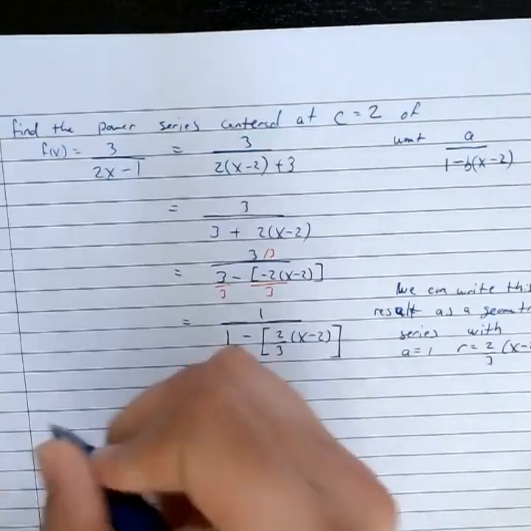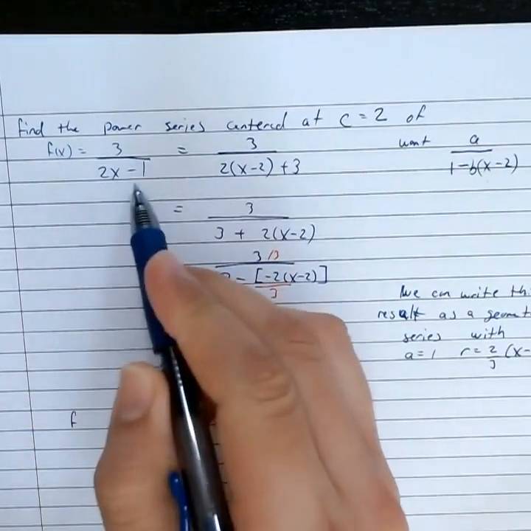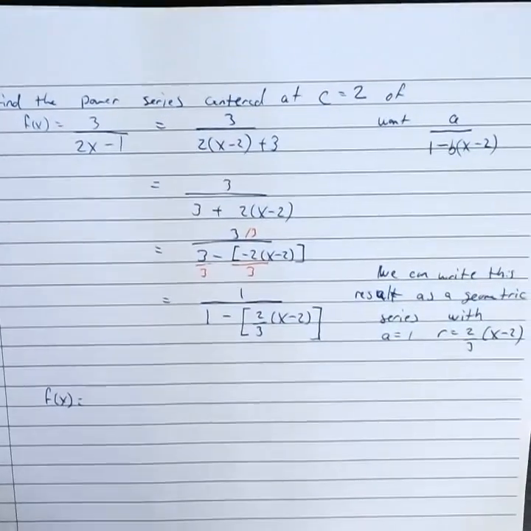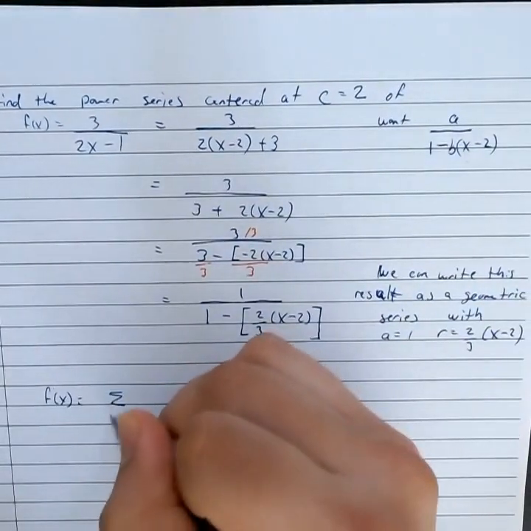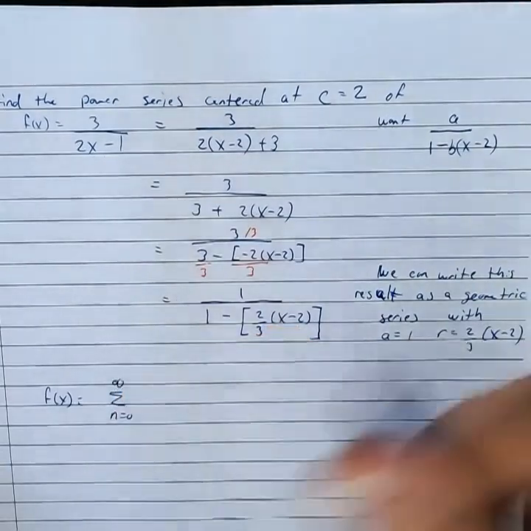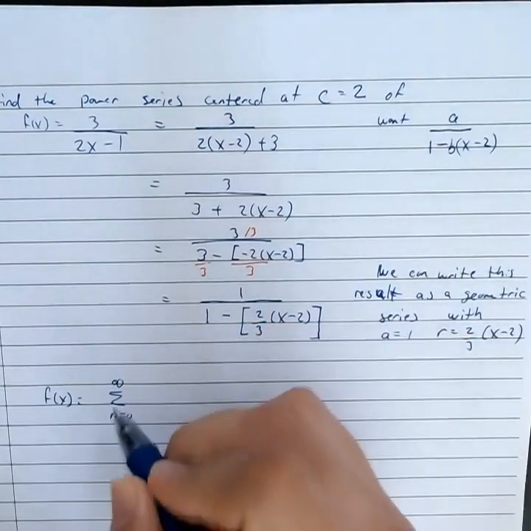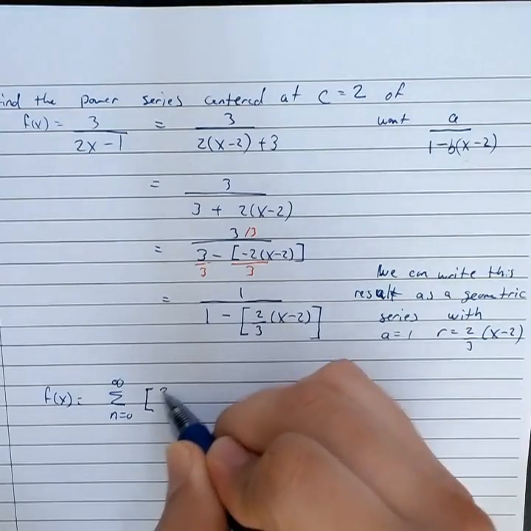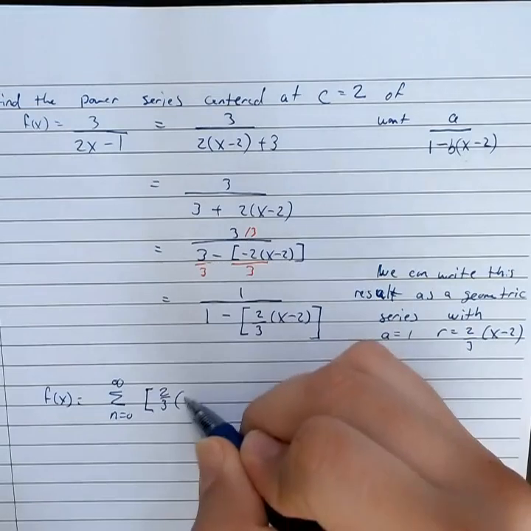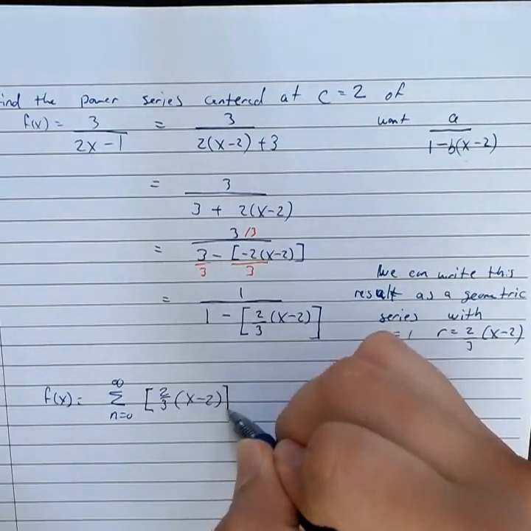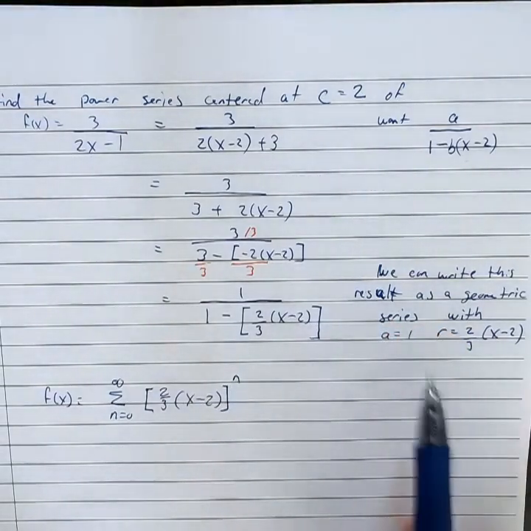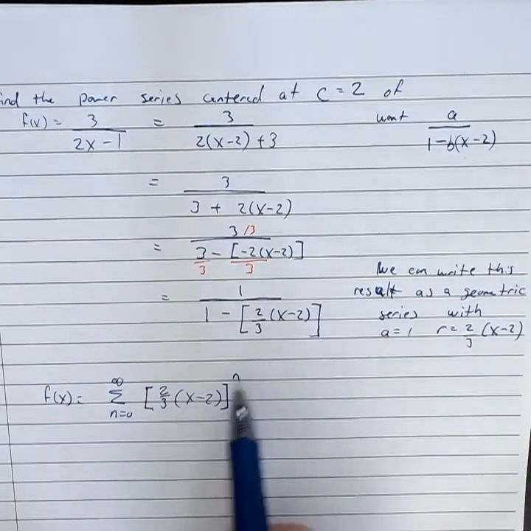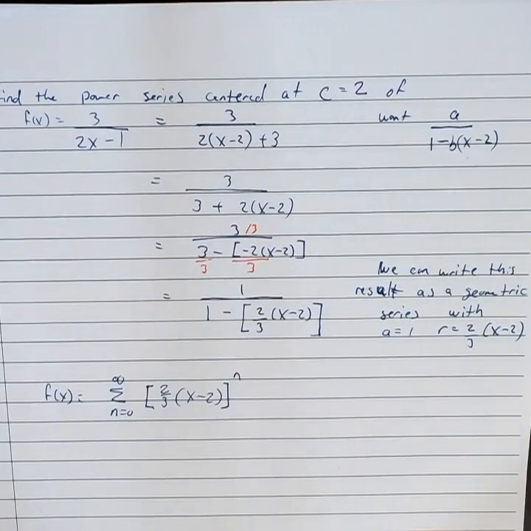And so f of x can be written either as 3 over 2x minus 1, or as a power series centered at 2. It can be written as the sum, as n goes from 0 to infinity, of a, which is just the number 1, I'm not going to bother to write it, times r, which is 2/3 times x minus 2, to the power n. A times r to the n. And that's our power series.